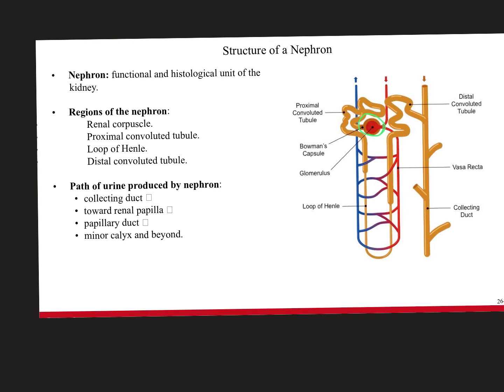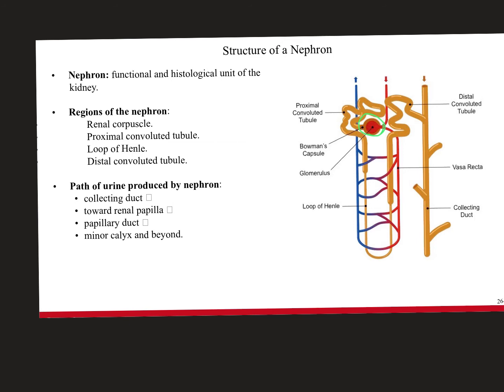Okay? So if there's a proximal convoluted tubule, then there's probably also a distal convoluted tubule, right? One's close, one's far away. Convoluted. The easiest way to remember convoluted is wiggly. It's not straight. It's the closest wiggly tube to the renal corpuscle. That's your proximal convoluted tubule.